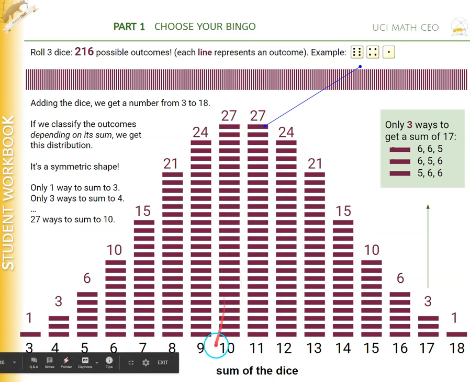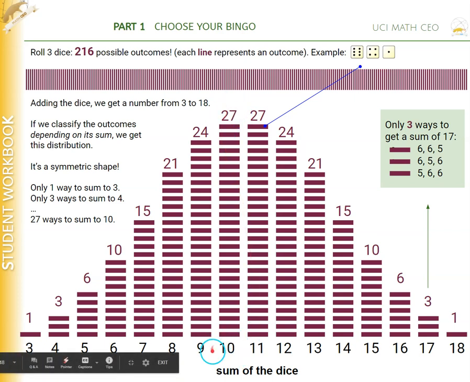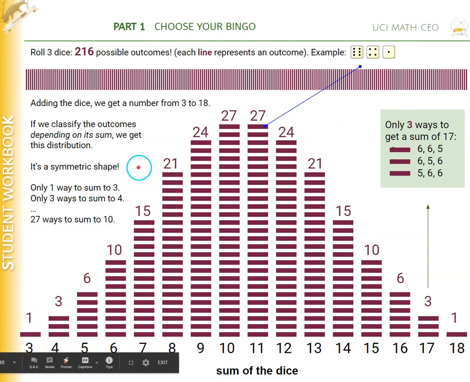And so what we see is that close to 10 and 11, that's the sweet spot, that's the best. So there's a lot of ways, actually 27 ways, rolling these dice that you can get a 10, and the same for 11. Here it's for 17 again. There's only 3 ways to get 17, which is totally symmetrical to the one we already talked about, the 4.